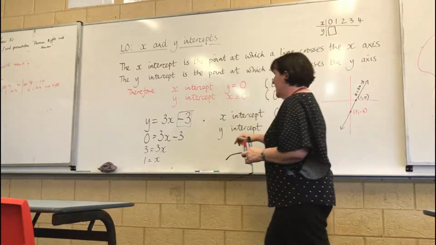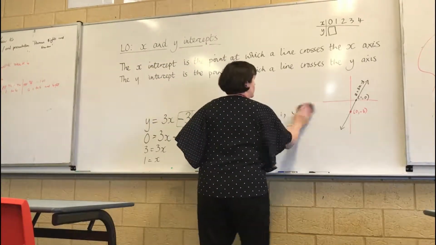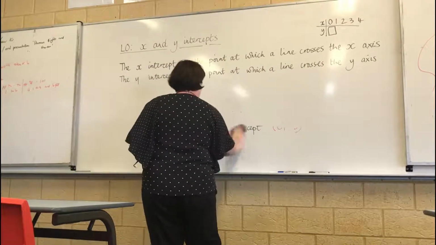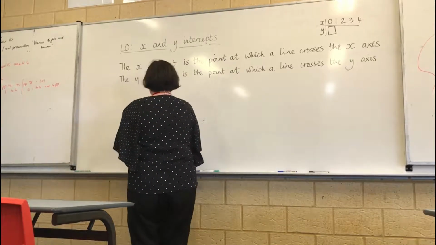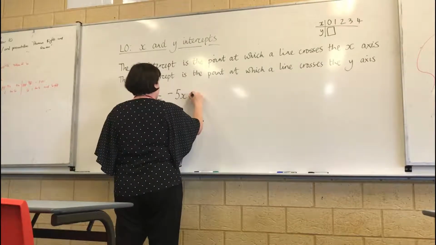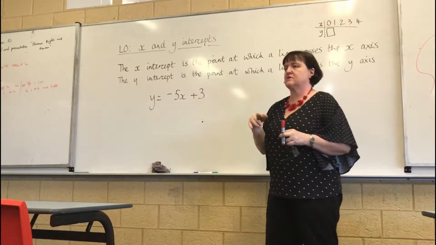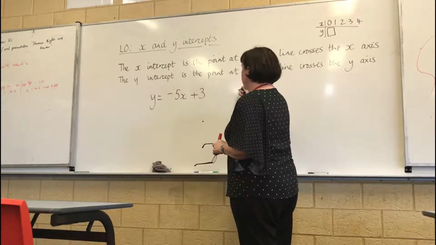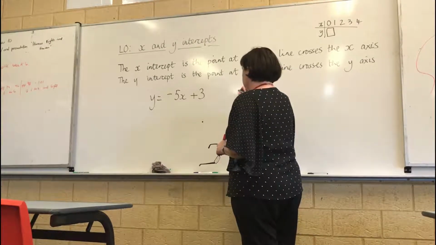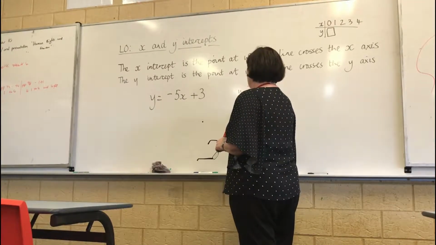So let's do another one like this. We'll have a negative one this time. So we'll have y equals negative 5x plus 3. Try and have one that ends sort of as a fraction. So we need to do our y-intercept, it's the easier one, and then our x-intercept.